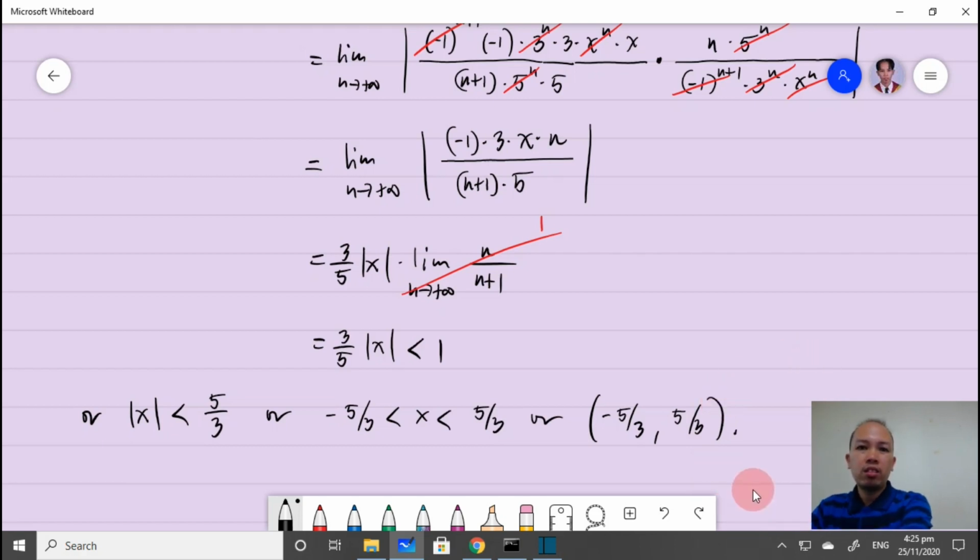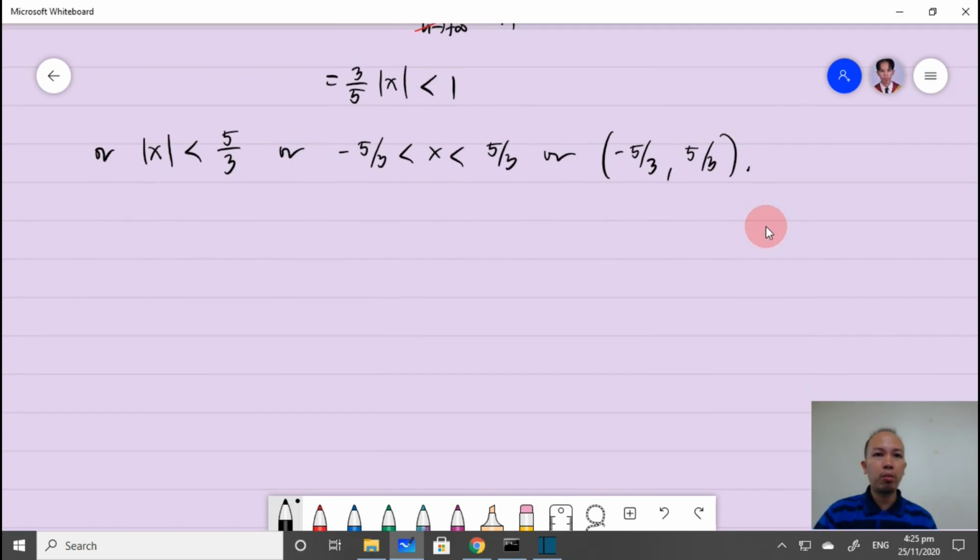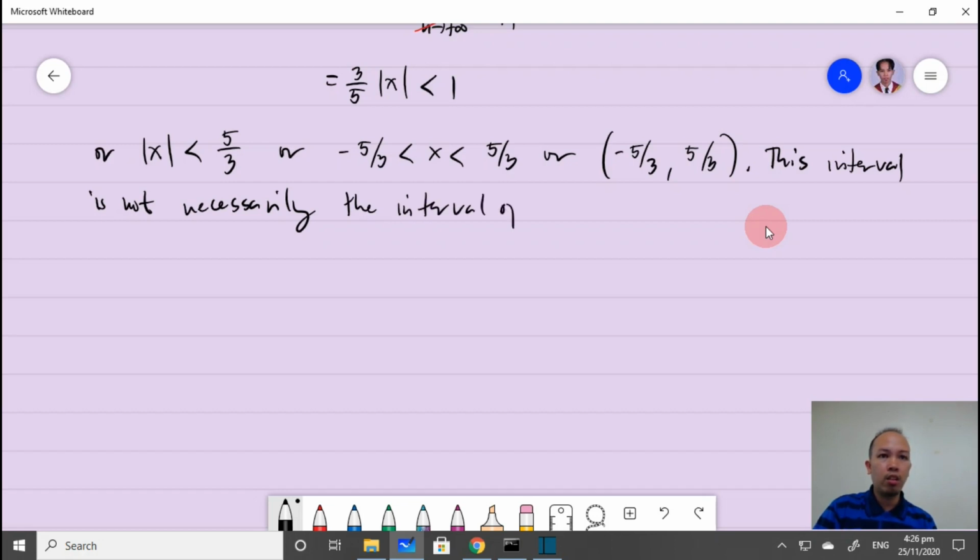Okay, so as you have noticed, this interval is not the interval of convergence yet. Okay, so please be careful. Let me write it here. This interval is not necessarily the interval of convergence.